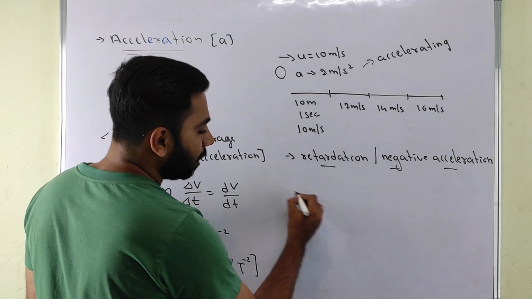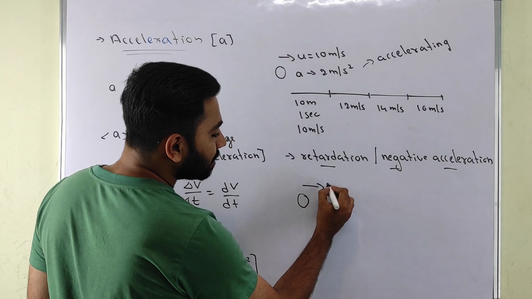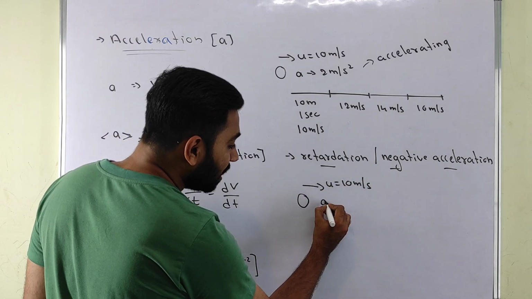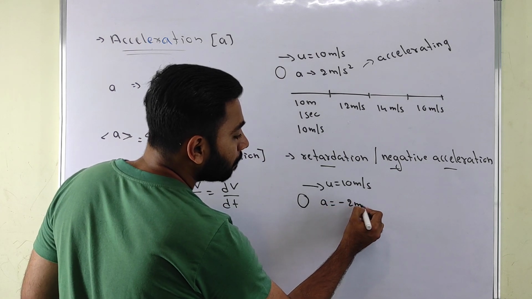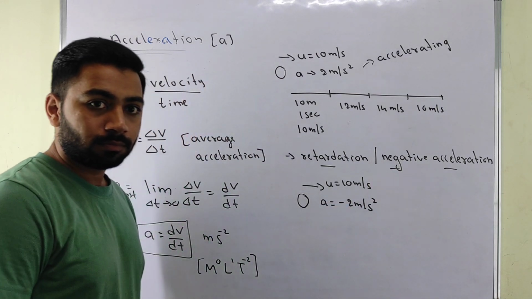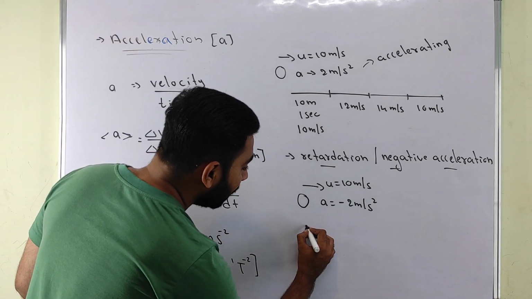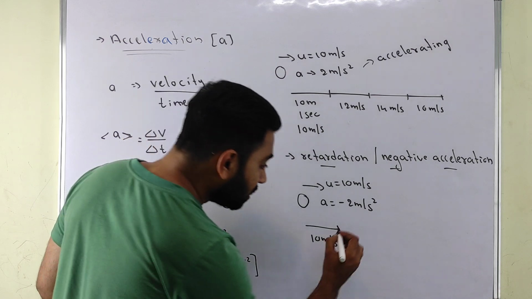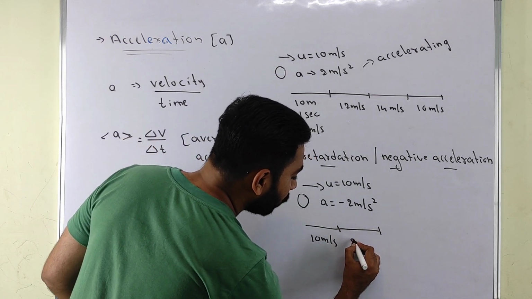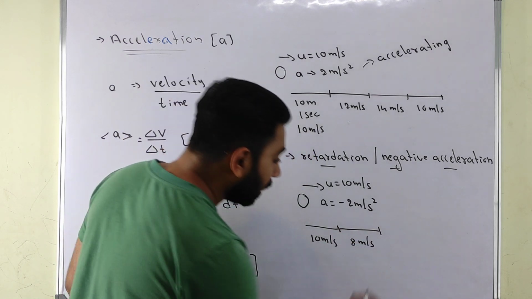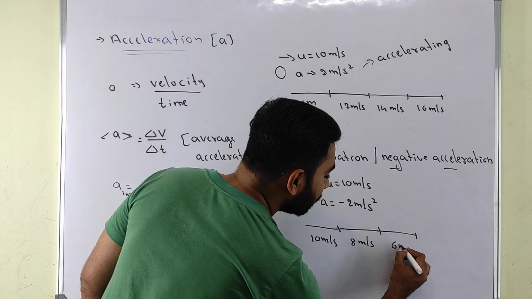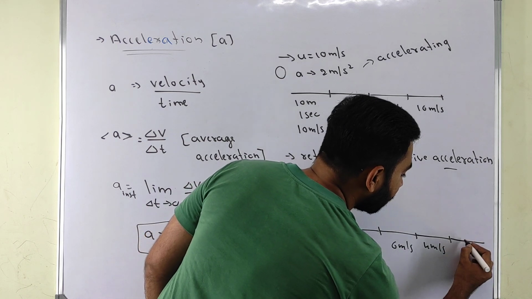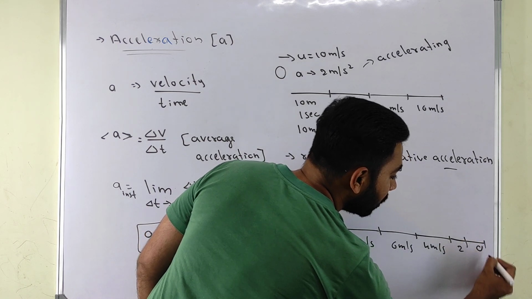One body is there. This body is moving with a velocity of, let's say, 10 meter per second. You gave an acceleration of -2 meter per second square to this. Then what happens? First it has 10 meter per second. In the next second, the speed will decrease to 8 meter per second, then 6, then 4, then 2. Here it will become 0.